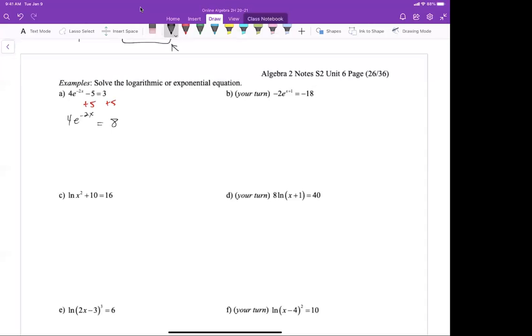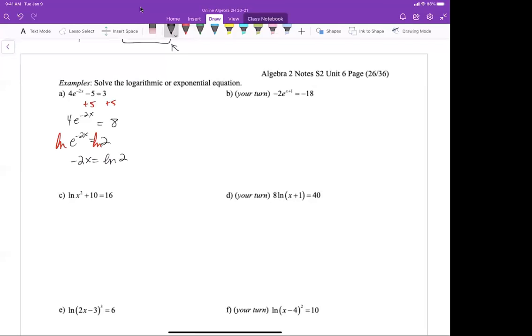Now I am going to undo the multiplication of 4 by dividing both sides by 4, and I get e to the negative 2x is equal to 2. Now, how do I undo an exponential expression? I take the log, and since this is e, I'm going to take the natural log. So I will take the natural log of both sides of the equation. Now I have undone my exponent, and I get negative 2x is equal to the natural log of 2.